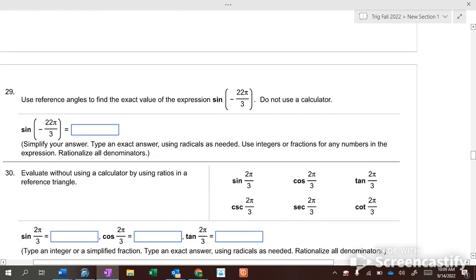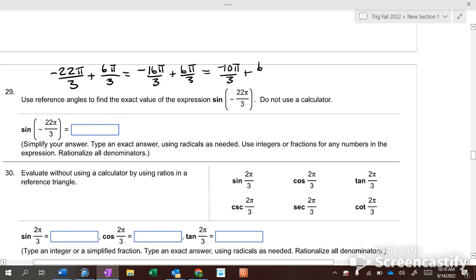Sine of negative 22 pi over 3. Ooh, you don't have negative 22 pi over 3 on your unit circle. So what do you have to use? You have to use coterminal angles. So what's my common denominator? 3. I start out with negative 22 pi over 3. And what am I going to add over 3? 6 pi over 3. So I get negative 16 pi over 3. And then I add another 6 pi over 3, and I get negative 10 pi over 3.